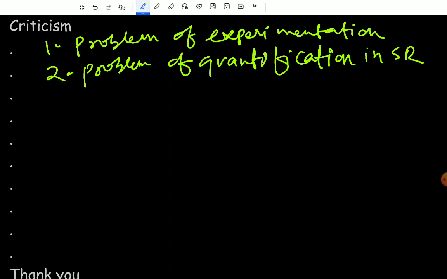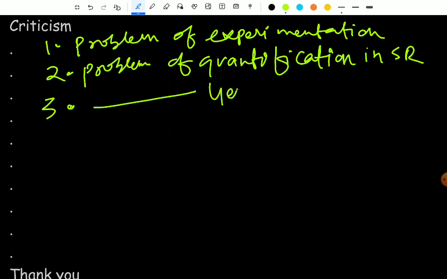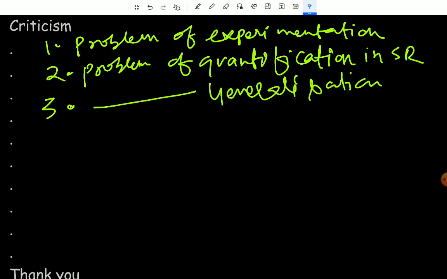The next criticism is that there is a problem of generalization in sociology. In science, matter has a recurrent pattern of behavior.